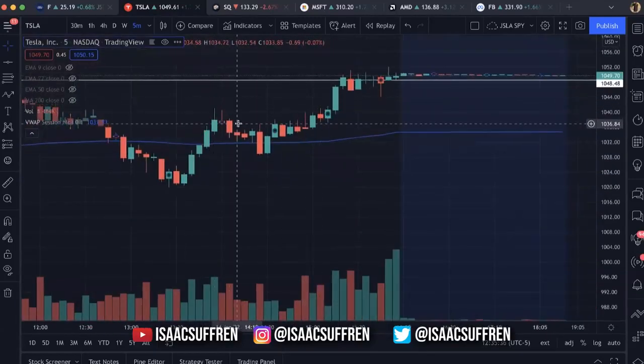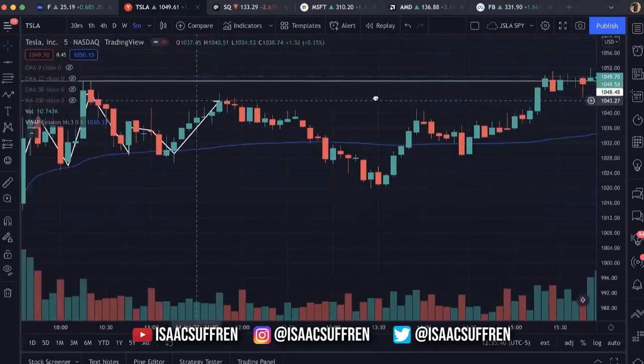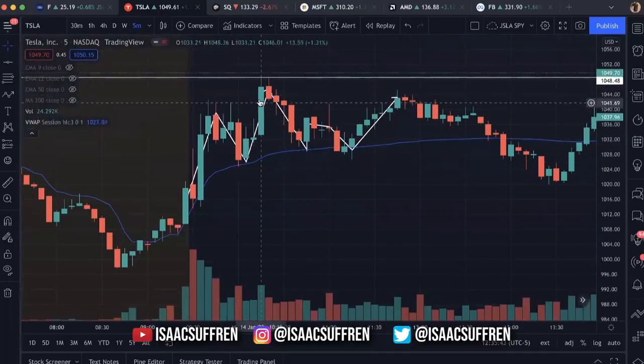And then you can see that it finally broke towards the end of the day, the last few minutes of the day. But honestly, we caught this move. I'm good. That's almost a $20 move. That's a great play. That's a great day for Tesla.